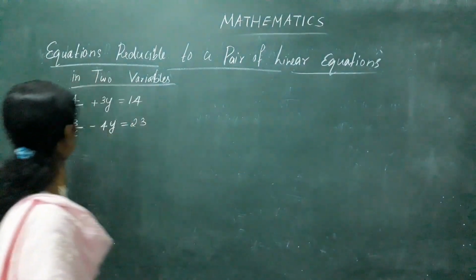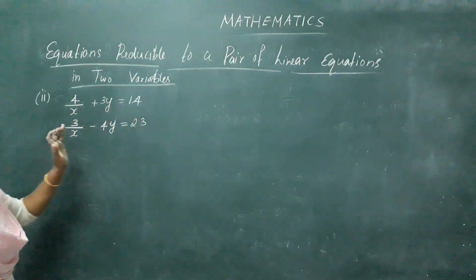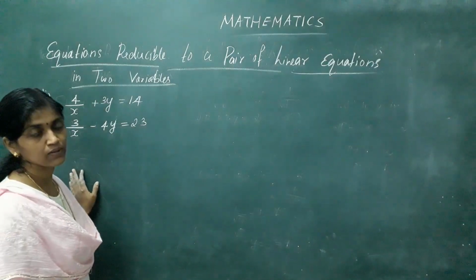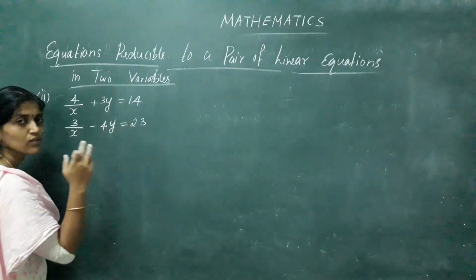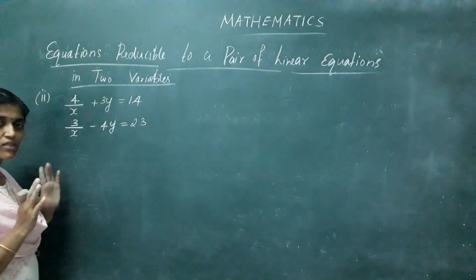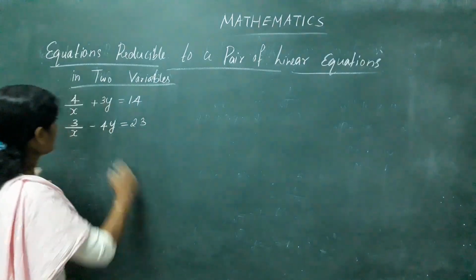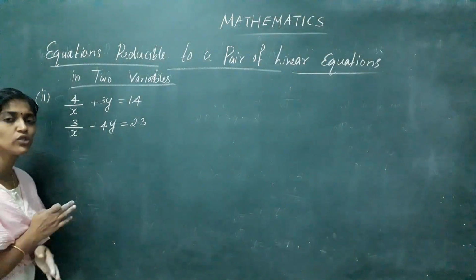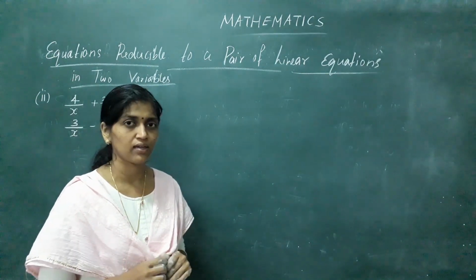See the question. 4 by x plus 3y equal to 14. 3 by x minus 4y is equal to 23. Clear? Here you can see what about y? No changes there. As it is in the double form, it is here also, isn't it? But what about x? It is in the denominator. So what you have to do when you did not make any changes with y, you change only x there.